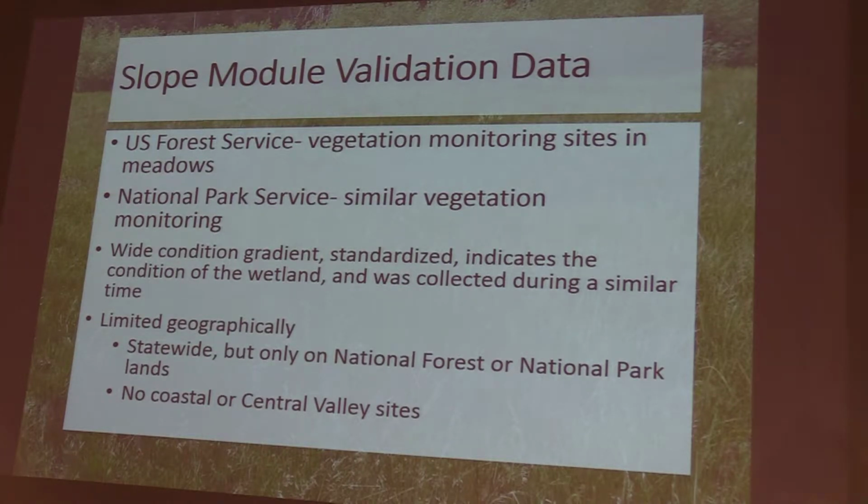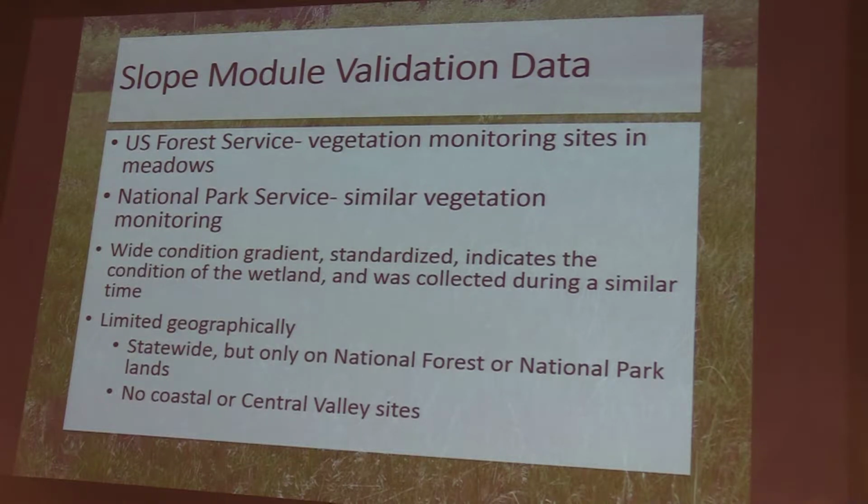And the validation data that we used included data from both the Forest Service and the National Park Service. They both had monitoring going in their slope wetlands using pretty similar protocols, and these were vegetation monitoring sites. And this was a great data set to have access to because it had a fair range of condition. There were some sites that were more impacted and obviously, you know, National Park Service, the sites were mostly in Yosemite and Devil's Postpile, so that there were some higher condition sites there.